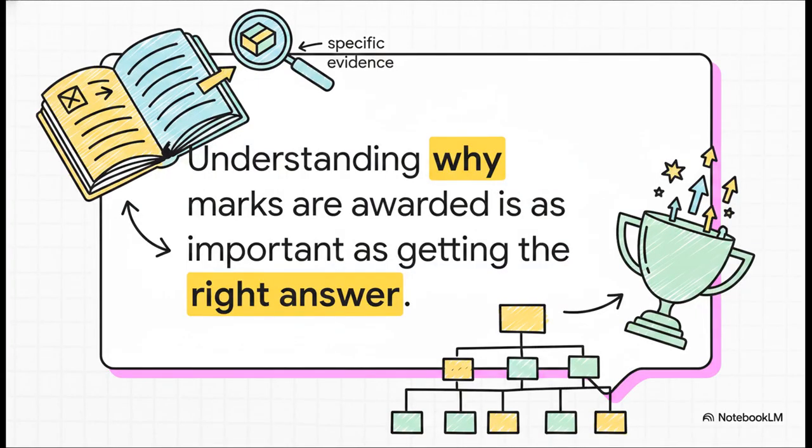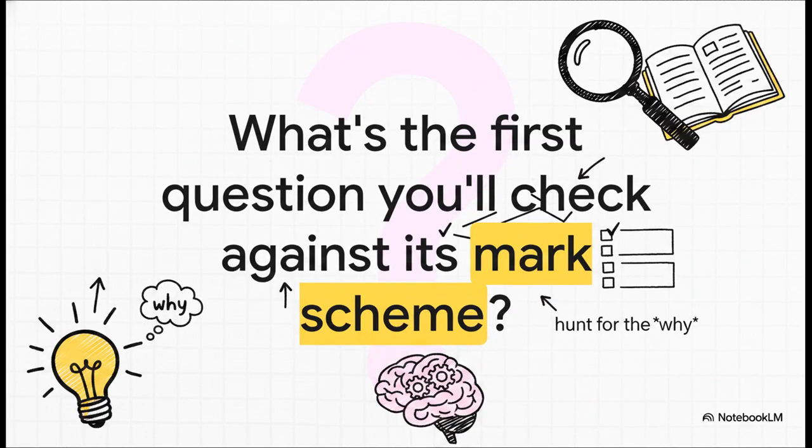Because here's the real takeaway. Getting the right answer is great, but understanding why a mark is awarded is a total game changer. Every single point is tied to a specific action you take. A specific phrase gets you the C1 mark, a drawn line gets you the M1 mark. If you miss the action, you miss the mark. It's a direct transaction. So now it's your turn. Grab a past paper, pick a question, any question, and find its mark scheme. What's the first one you're going to put under the microscope?